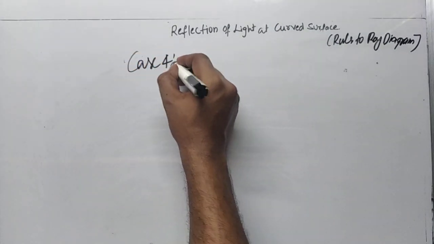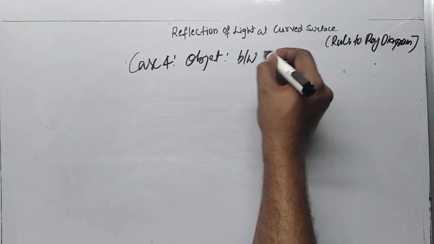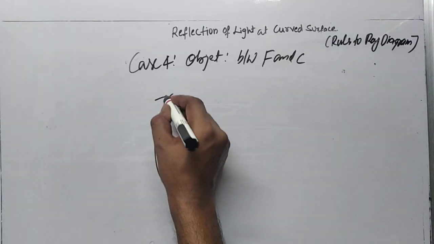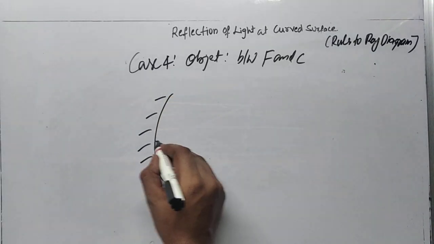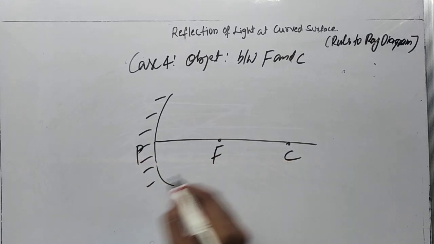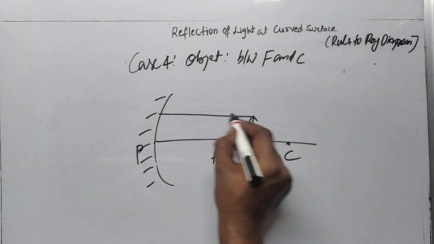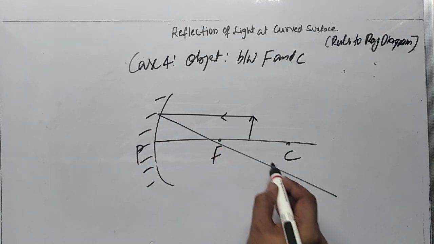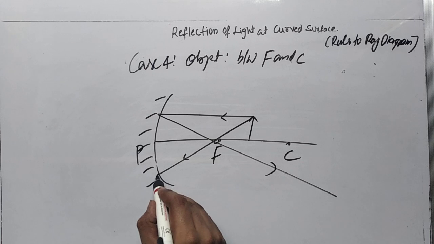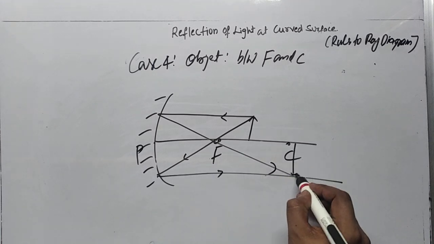Next one is case 4. In case 4, the object will be between focus and center of curvature. So I am just again taking a concave mirror; this is center, this is focus, this is pole. The object is between focus and center of curvature. You can draw a ray parallel to the principal axis. It will pass through the focus. Second, you take a ray passing through the focus. It will become parallel to the principal axis, and both will intersect beyond the C.